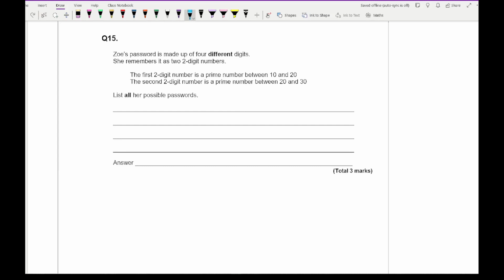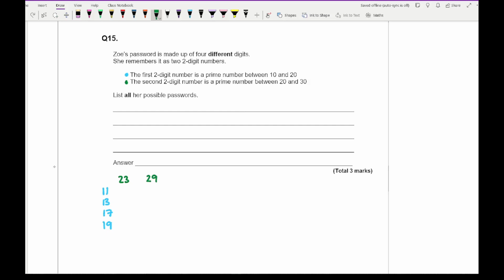So for this, let's just label this as blue and label this as green. In terms of the first section, we want all the prime numbers that are between 10 and 20. So here I've got 11, 13, 17 and 19. And then in terms of the prime numbers between 20 and 30, we're looking at 23, we're looking at 29, and that's pretty much it.